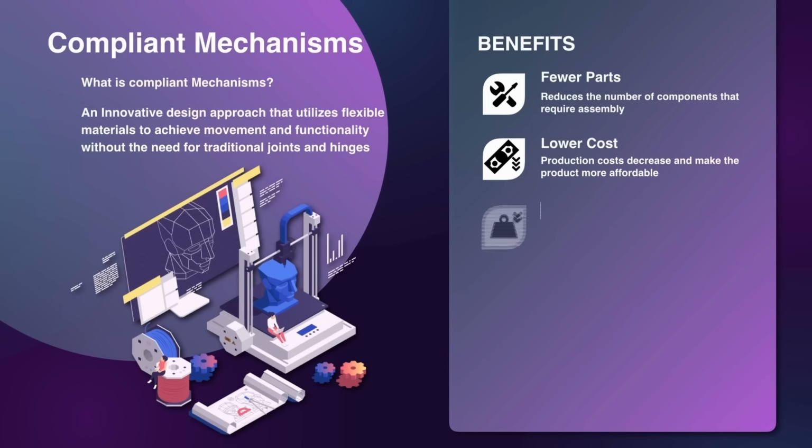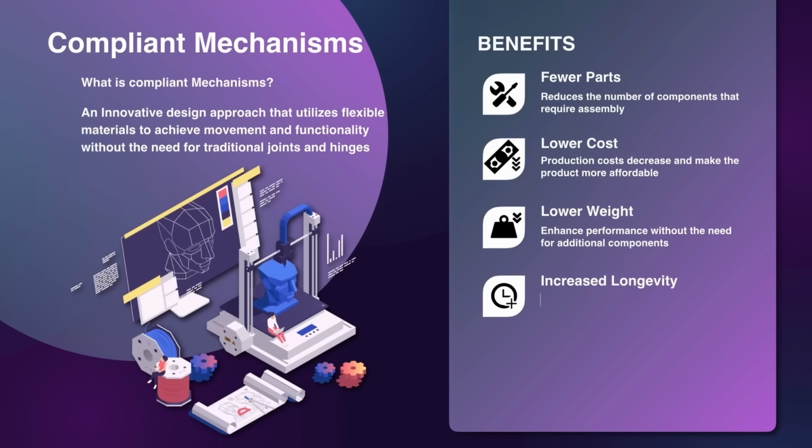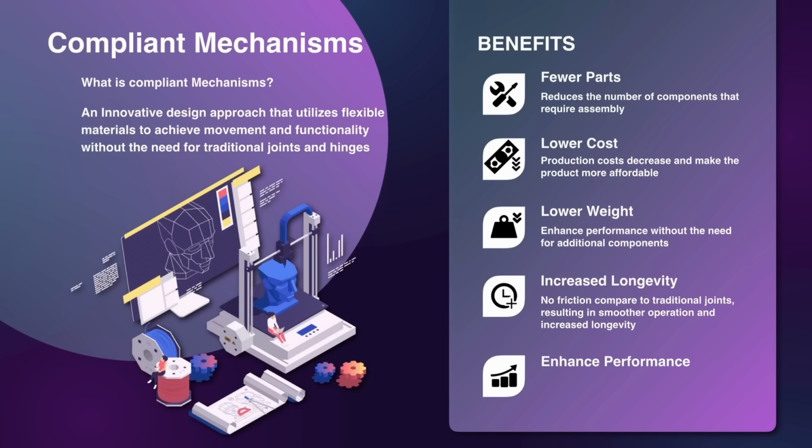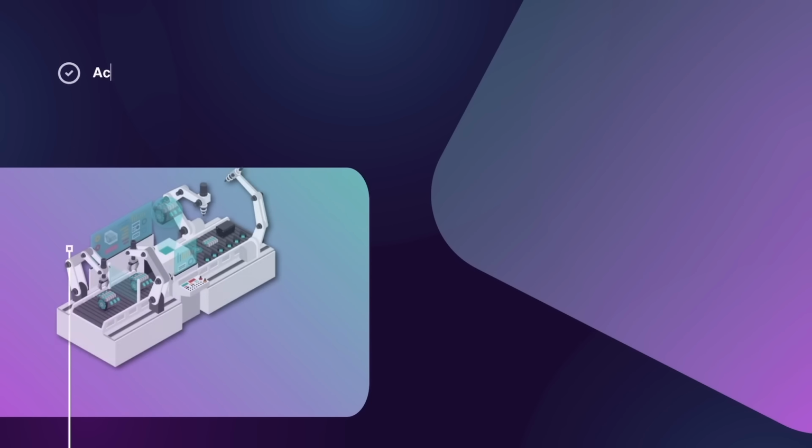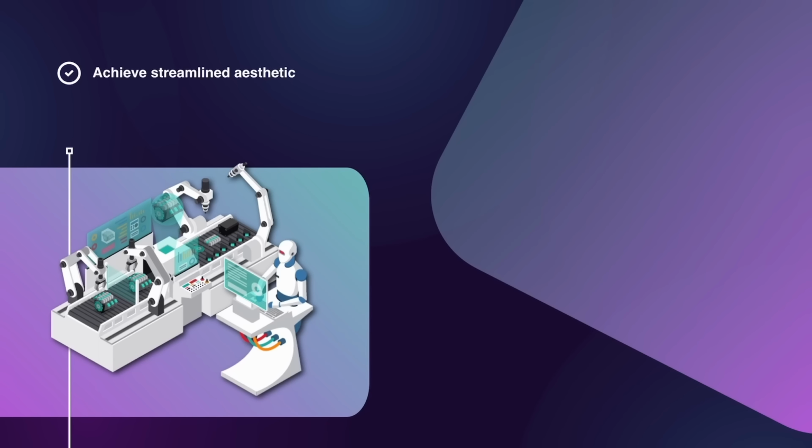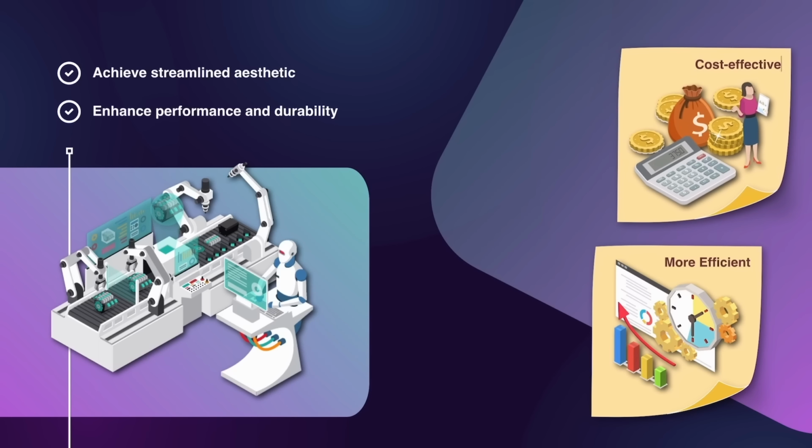Third, fewer parts results in a lower weight, making it easier for users to handle and play for extended periods. Fourth, no friction compared to traditional joints, resulting in smoother operation and increased longevity. And last, many of these designs incorporate built-in springs that enhance performance without the need for additional components. By leveraging compliant mechanisms, 3D printing not only achieves a streamlined aesthetic, but also enhances performance and durability compared to traditional models. This innovative approach exemplifies how modern manufacturing techniques can revolutionize toy designs, making them more efficient, cost-effective, and user-friendly.